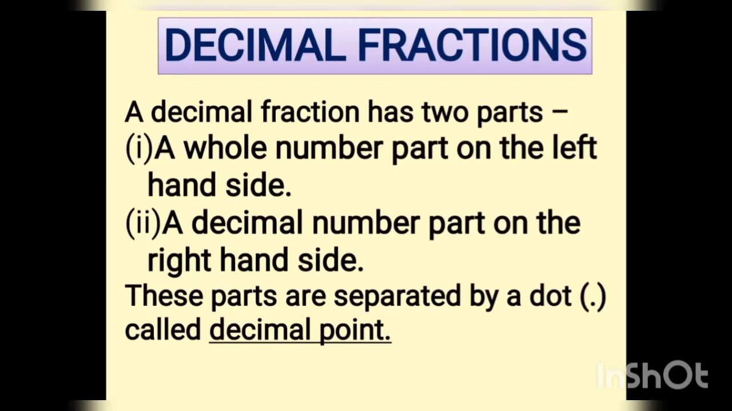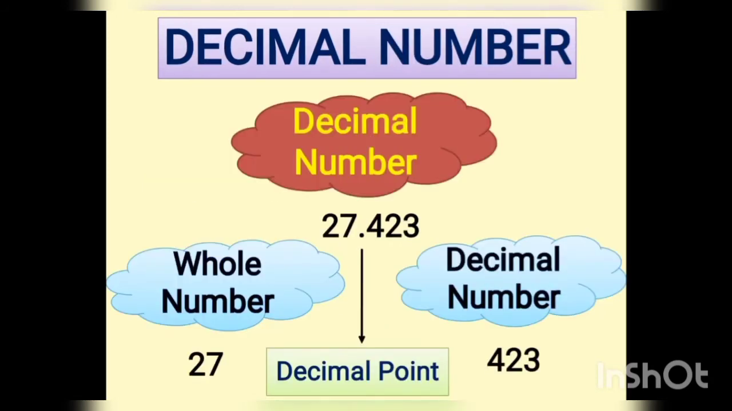Decimal fraction. A decimal fraction has two parts, a whole number part on the left hand side and a decimal number part on the right hand side. These parts are separated by a dot that is known as decimal point. Now look at here. Decimal number 27.423. Look the number. 27 is a whole number. Dot is decimal point. And 423 is a decimal number.